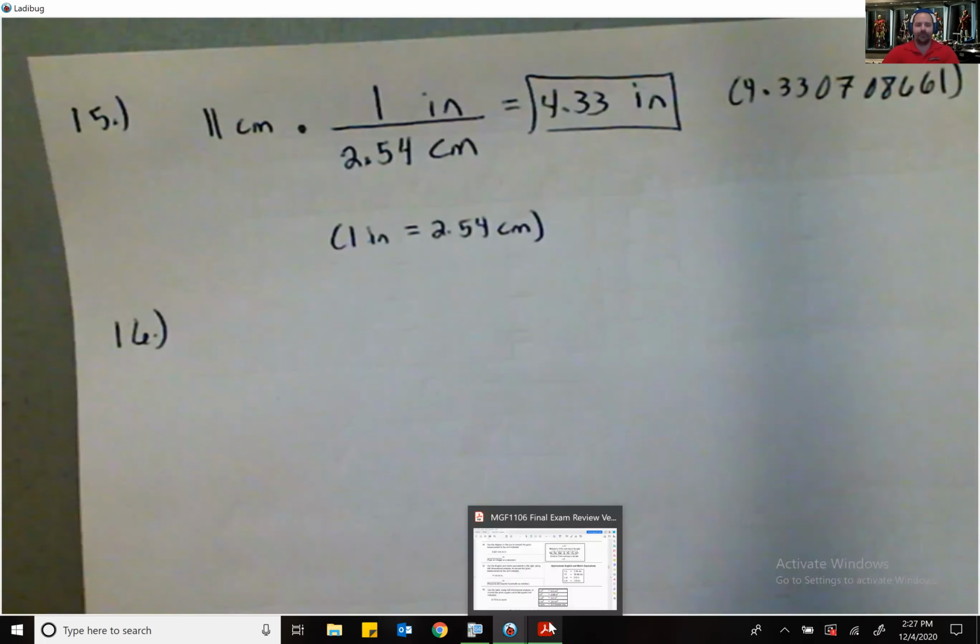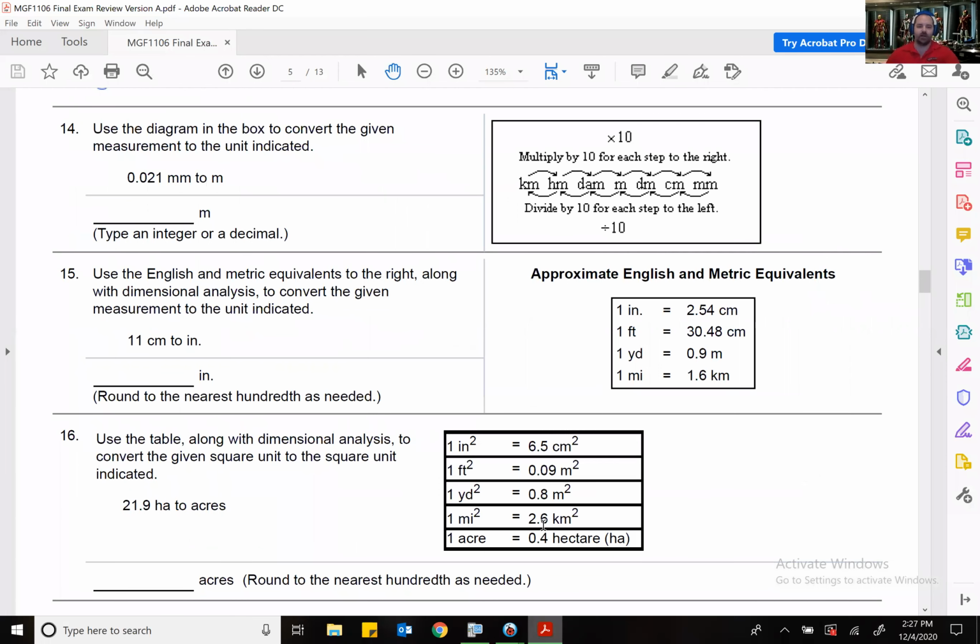All right. Next one, we're going from ha, which is hectare, into acres. So we got 21.9 hectares. Again, we use a little dimensional analysis and we want to change that to acres. And it says round to the nearest hundredth. So what is our conversion we're going to use over here? What do we know about hectares and acres? 1 acre equals 0.4 hectare.